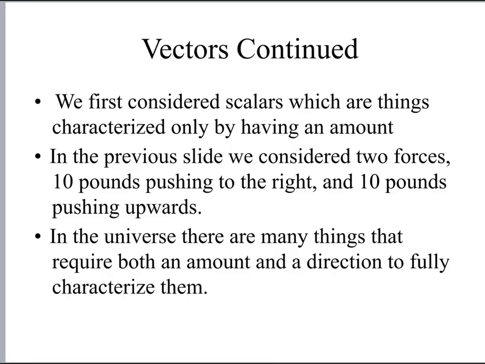So just to summarize, we've got two definitions here. We've got our scalar, which is something that can be characterized only by having an amount, something that can be characterized with a single number. And then in the previous slide, we considered two forces of 10 pounds, one pushing to the right, one pushing up, and we saw that there were different results. So we see that there are these things that we call vectors where the direction matters.